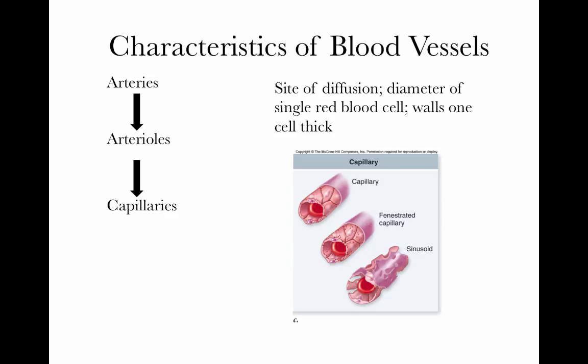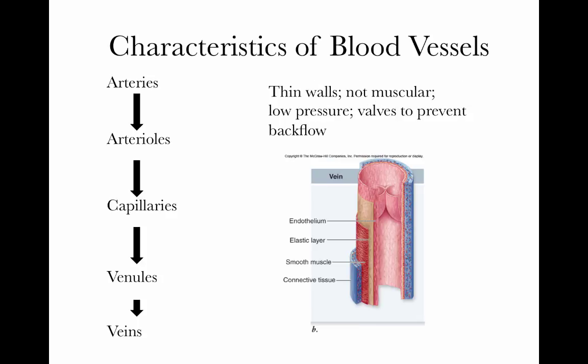After the blood goes through a capillary bed, it's then going to enter venules and then veins. Venules are basically just small veins that join together to form the larger veins. Veins have thin walls, not very muscular, just a very small layer of smooth muscle around them, and they're going to be carrying blood under very low pressure. Veins are defined as vessels that carry blood back toward the heart.